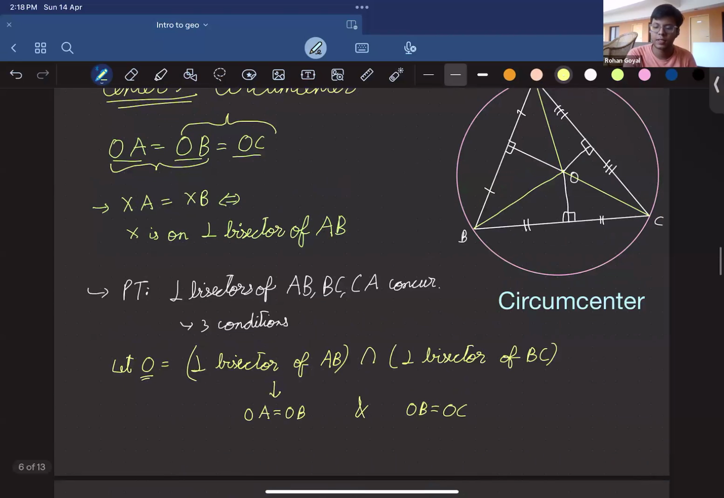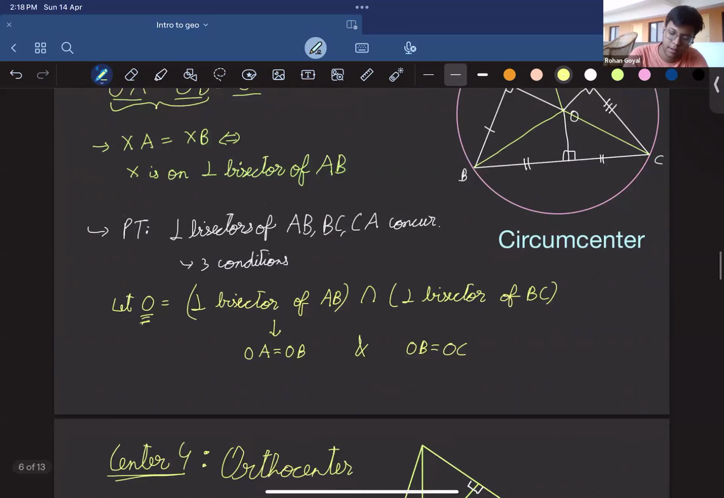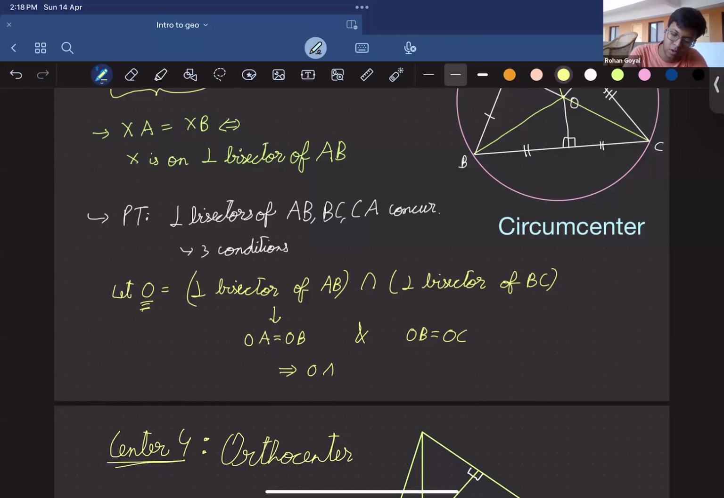Yeah. So the proof is simple. The proof is, take the perpendicular bisector of AB, take the perpendicular bisector of BC, they meet at some point, call it O. This point O satisfies the property that OA is equal to OB because O is on the perpendicular bisector of AB. And it also satisfies the property that OB equal to OC because O is on the perpendicular bisector of BC. So OA equal to OB equal to OC. And we are done. Does it make sense?